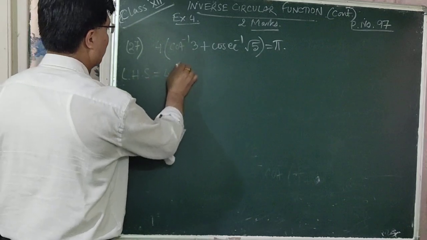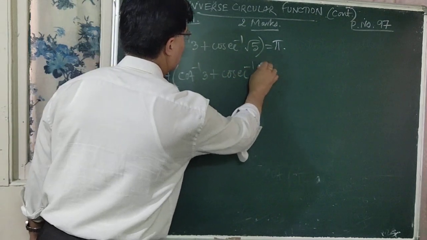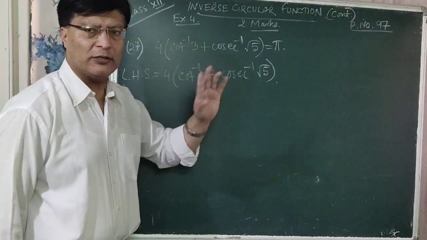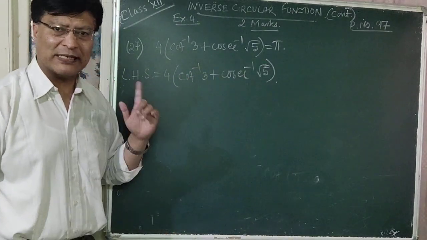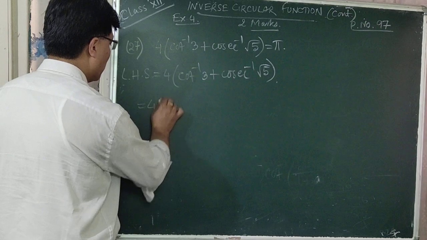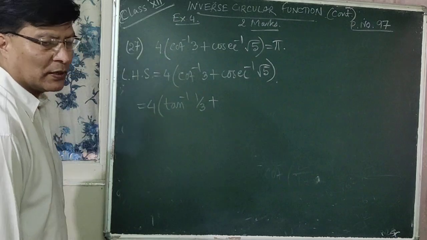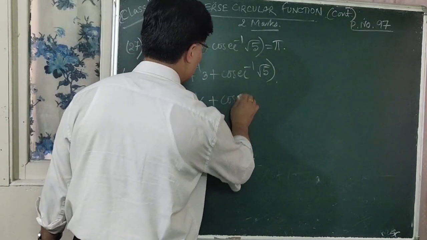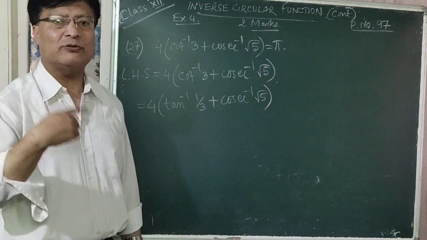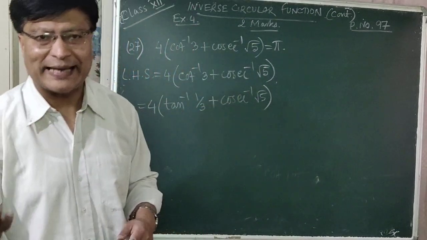So LHS is equal to 4 within bracket cot inverse 3 plus cosec inverse root 5, right? So you can convert this cot inverse 3 into tan inverse. What is that in terms of tan inverse? You know it, tan inverse 1 by 3, right? So is equal to 4 within bracket, tan inverse 1 upon 3 plus. So now let us write down this cosec inverse root 5. You cannot directly convert this cosec inverse root 5 into tan inverse. You have to simplify it. Now let us convert this cosec inverse root 5 into tan inverse.